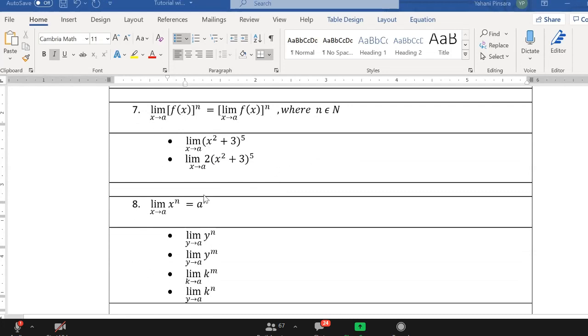Then the 7th question. If you need to find the limit of f(x) to the power n, keep in mind this x. Here x is there, here x is there. So this would be a function of the limit's variable, right? f(x) to the power n.